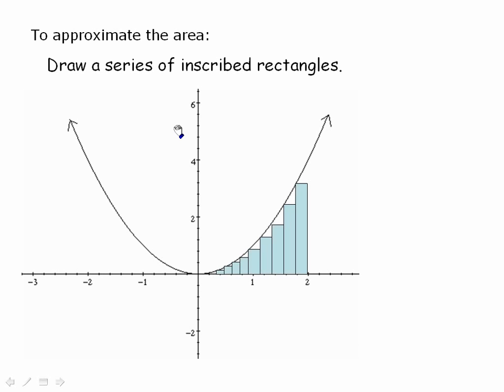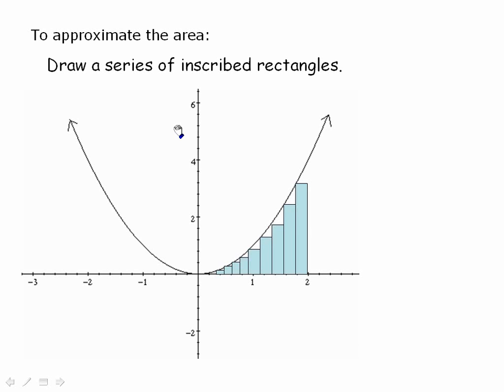But the thinking is pretty reasonable. Because we can handle the area of a rectangle, if we put in a series of rectangles inside, underneath the curve like this, inscribed, then we could get an approximation. And you're already probably thinking, well, by putting more and more of them in, we could get a better and better approximation.